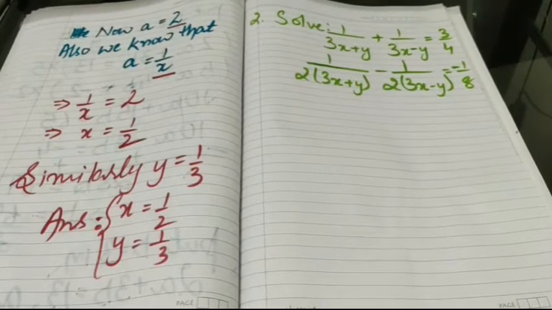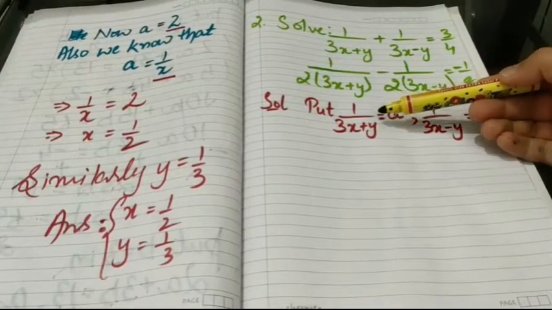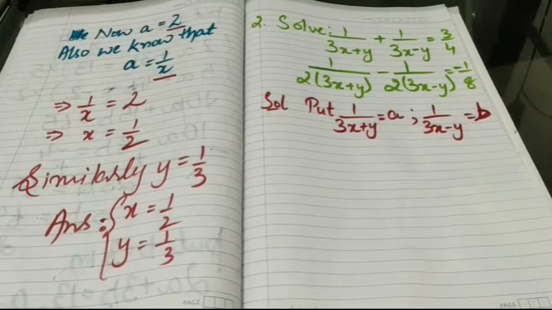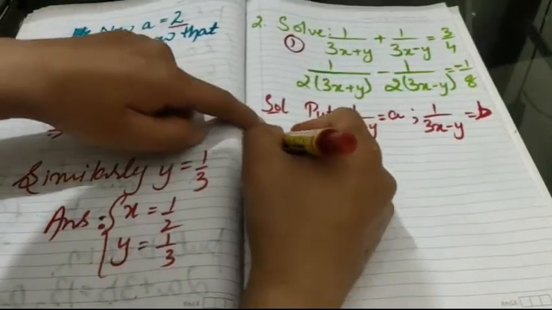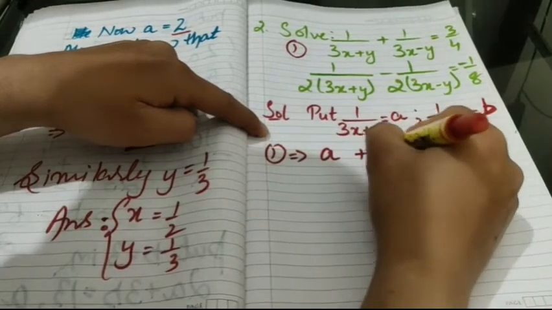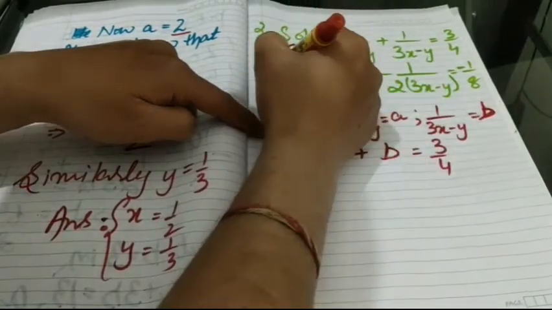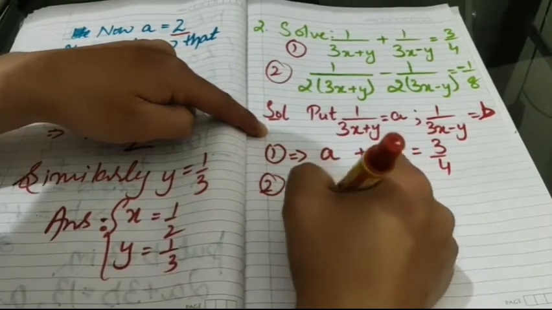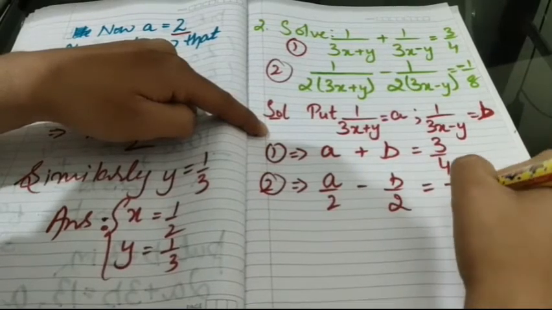For this, we have to do substitution. Put 1 upon 3x plus y equals a and 1 upon 3x minus y equals b. By doing this, equation 1 becomes a plus b equals 3 upon 4. And equation number 2 becomes a upon 2 minus b upon 2 equals minus 1 upon 8.